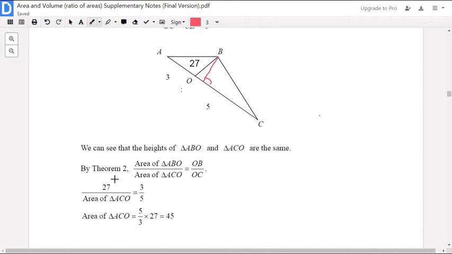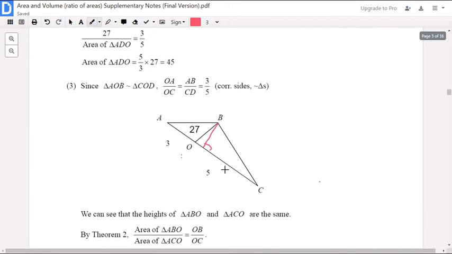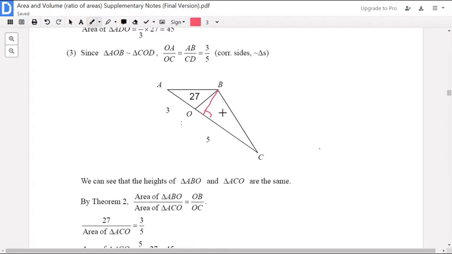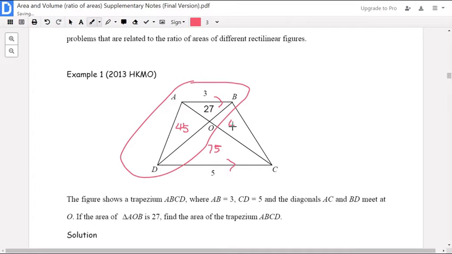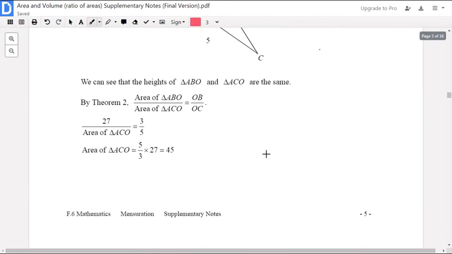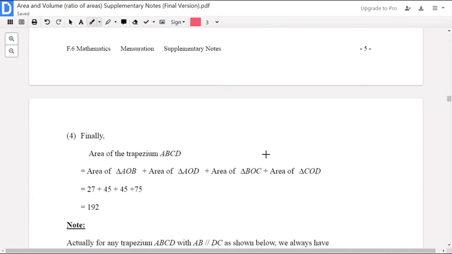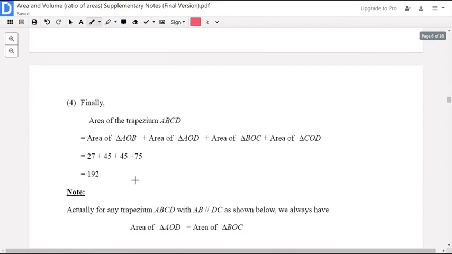Substitute the values again into the expressions. 27 over the unknown area equals 3 over 5. Cross multiplying, we know that the area of triangle OCB will be 45. 45 again. Finally, the area of the trapezium ABCD will be the sum of these four, which is 129, and we'll get the final answer.